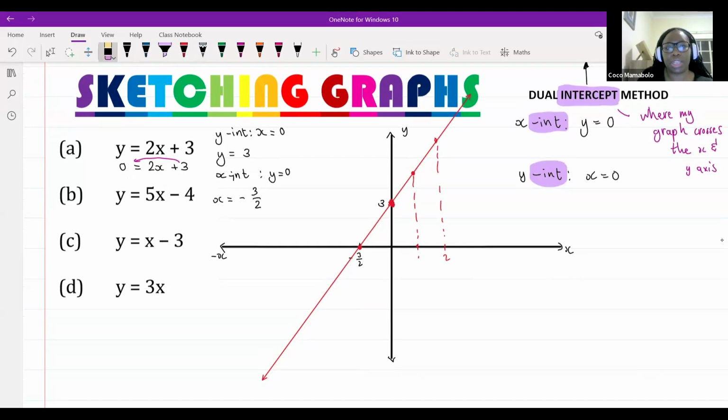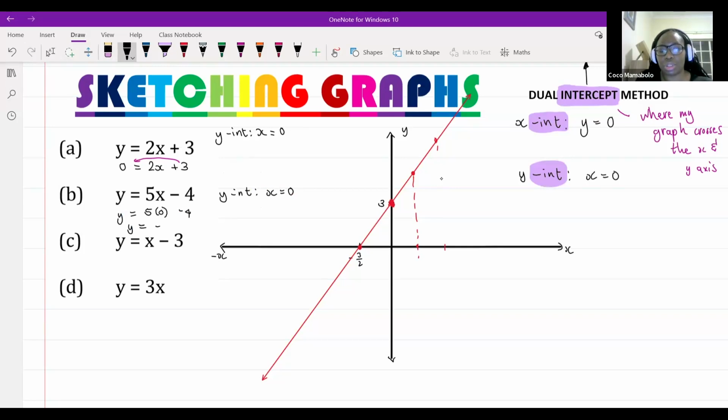All right. So let's do B and let's see how B will look. We'll do B in a different color. Now we're going to do the exact same thing, guys. We're going to do the dual intercept method for B. If I want my y-intercept, I'm going to make x equal to 0. Then y is equal to 5 times 0 minus 4. 5 times 0 is 0, minus 4 is -4. So y is equal to -4.